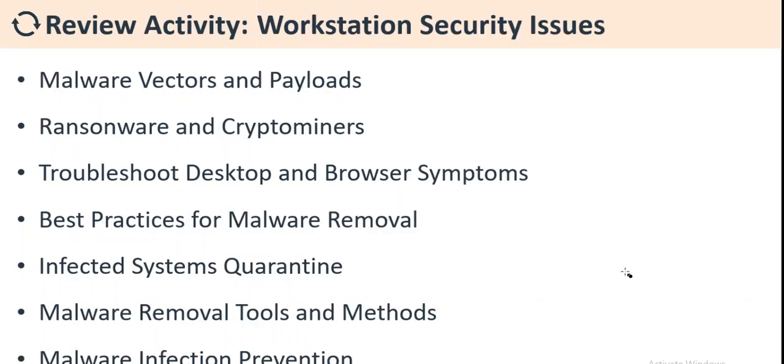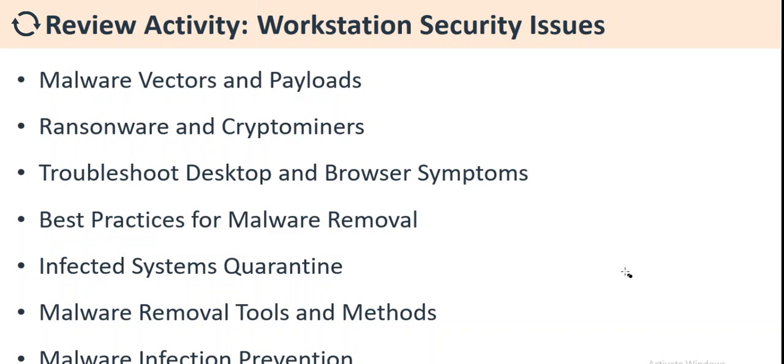Okay, so this is the end of lesson 7 and the last topic in lesson 7. Review workstation security issues. We talked about malware vectors and payloads, the different types of viruses: a worm, a Trojan, ransomware, that kind of stuff. We talked about ransomware and crypto miners. We talked about things to troubleshoot the desktop and browser symptoms: the slowness of the computer, the security software being disabled, or when you go to a website, it takes you somewhere else. So those are symptoms.